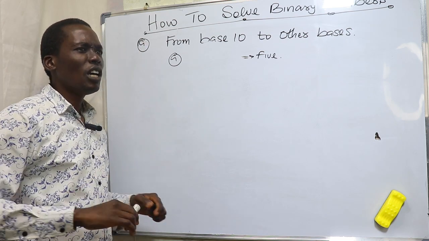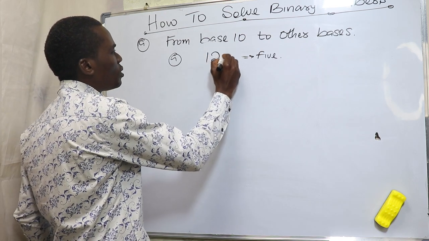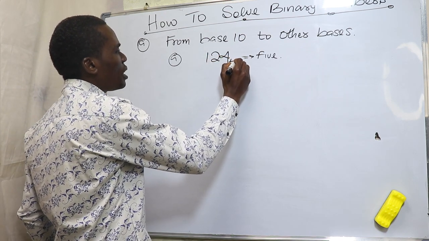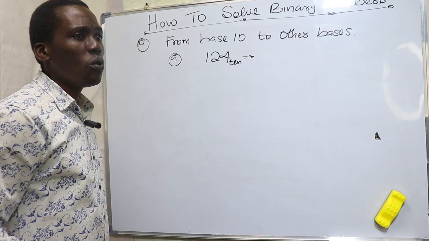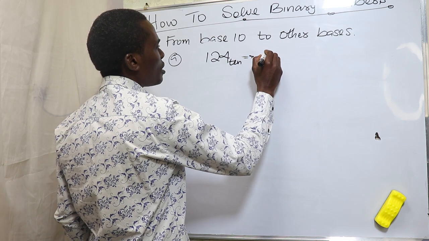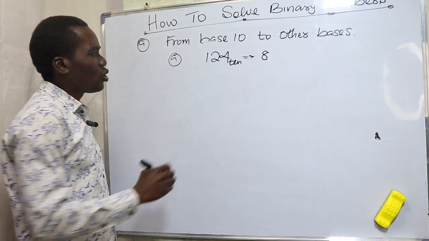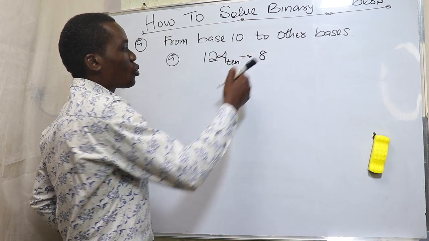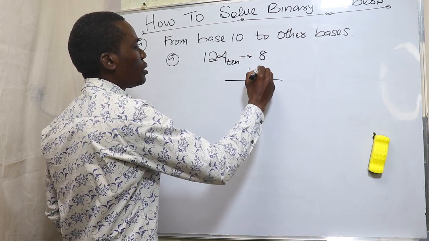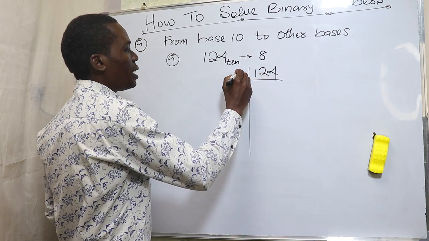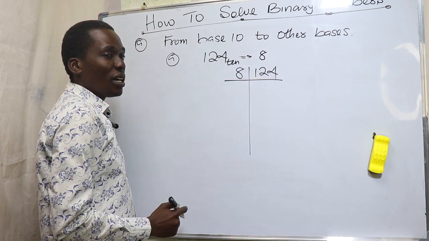Now make we change 124 for base 10. This time around, we no go change them to base 5. We will change them to base 8. So what we will do now is divide this one by 8. So we will divide all of 124 divided by 8. How many 8 will we find for 12?